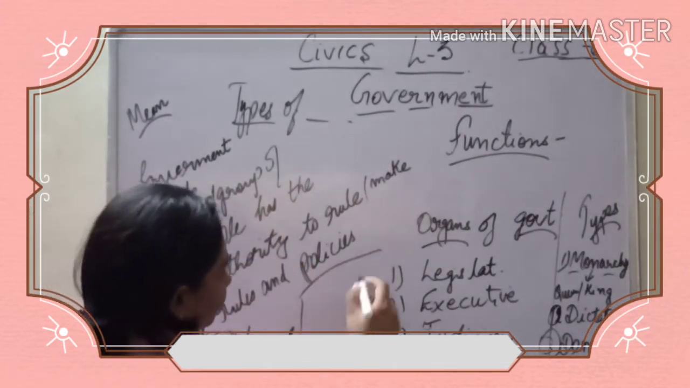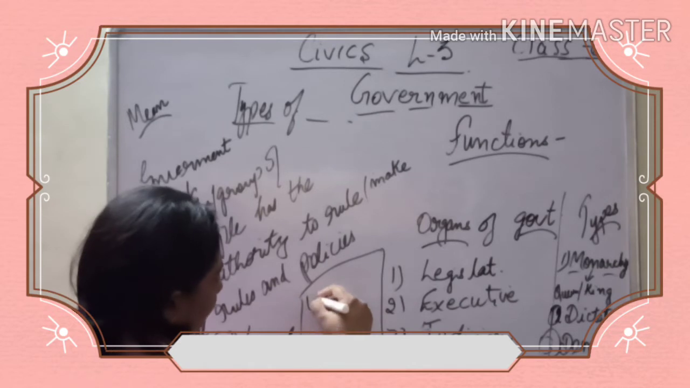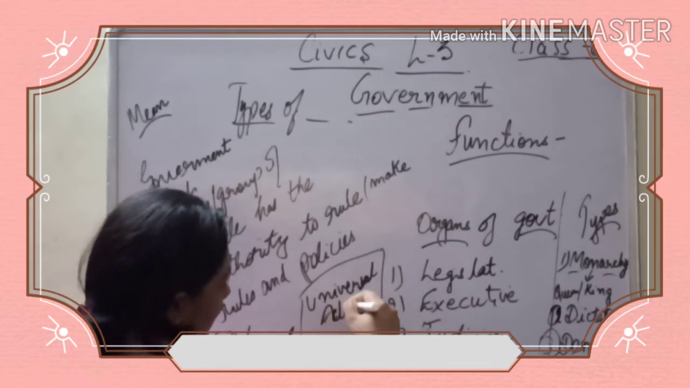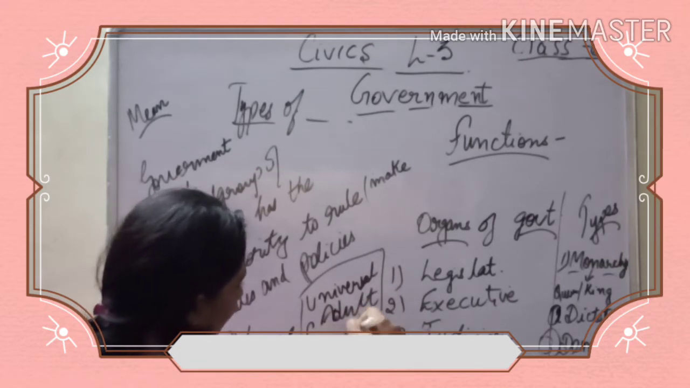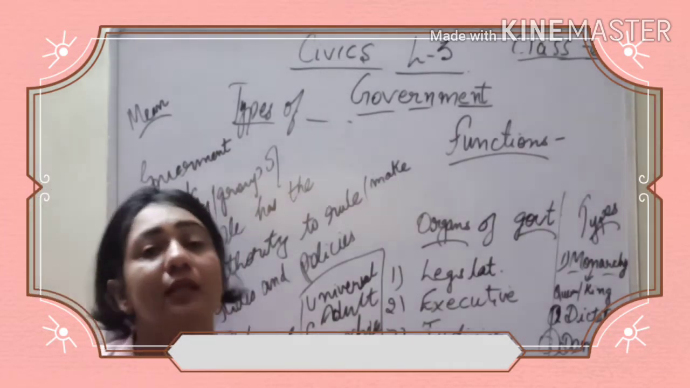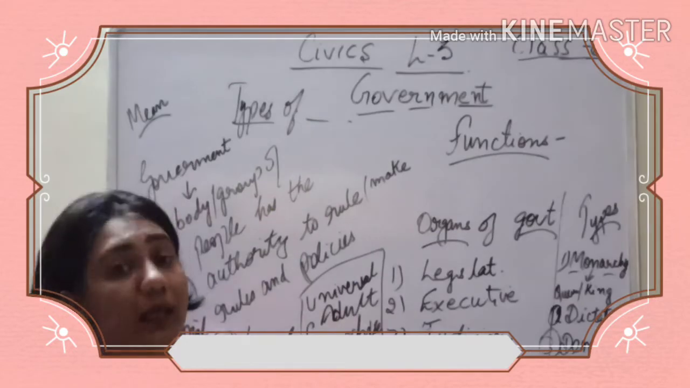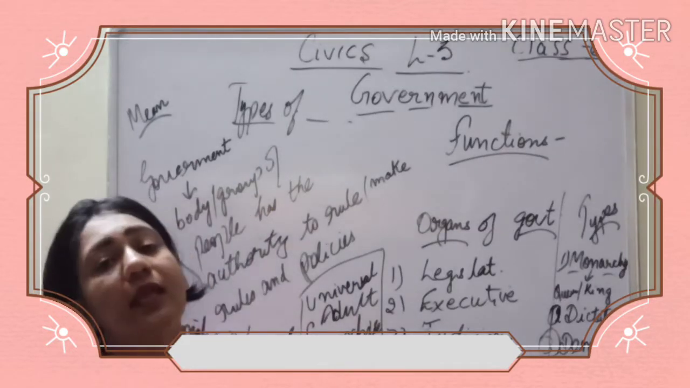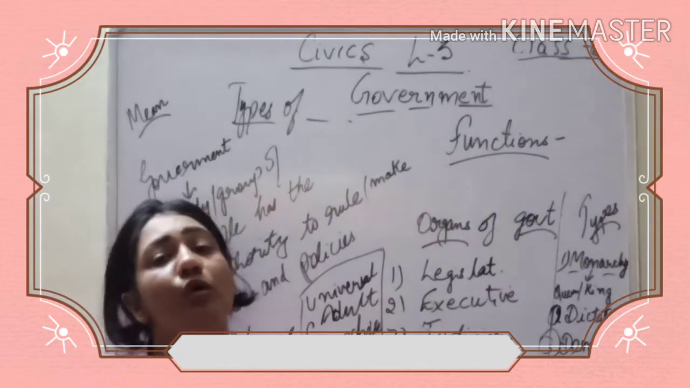Apart from that, we will be discussing one very important term. It is universal adult franchise. Now, what does it mean? Universal adult franchise means that all citizens of India who are 18 years of age or above have the ultimate power to vote.